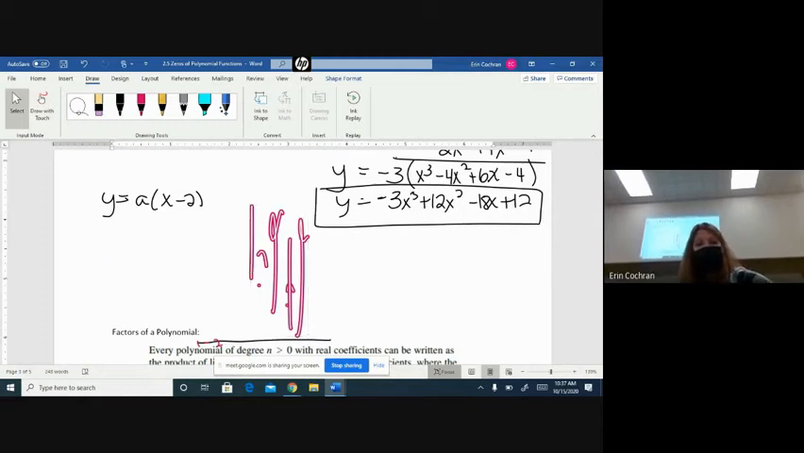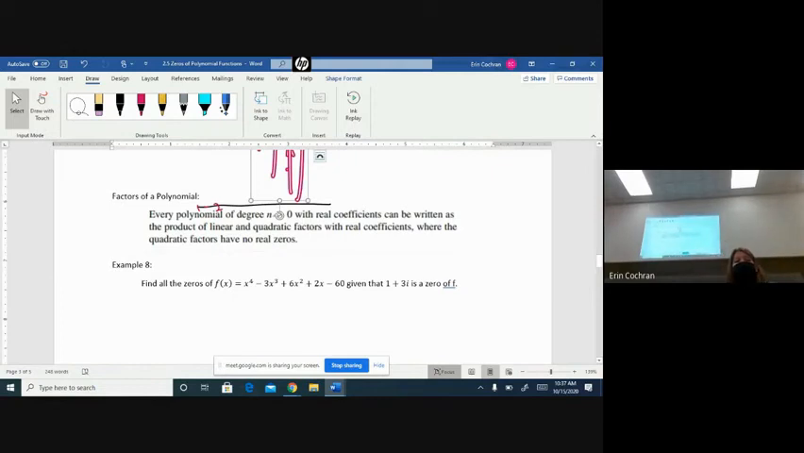All right, the factors of a polynomial. Every polynomial of degree n greater than 0 with real coefficients can be written as the product of linear and quadratic factors with real coefficients. Okay. We're going to do pretty much, honestly, guys, it just means the same thing as we've been doing, okay?